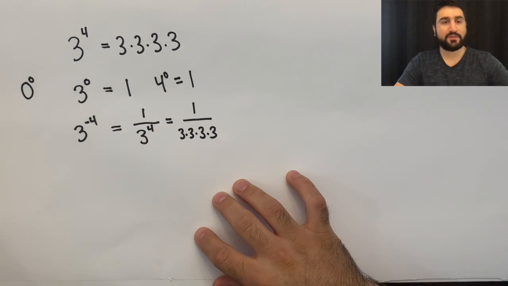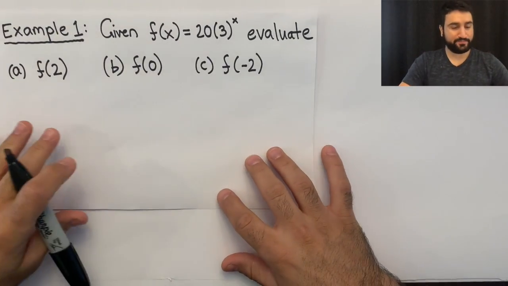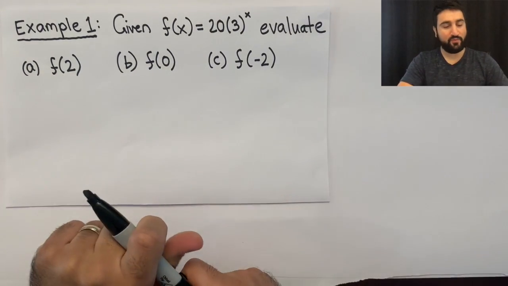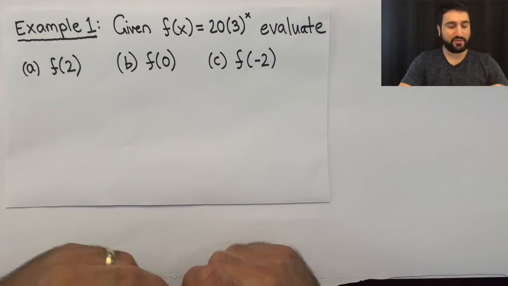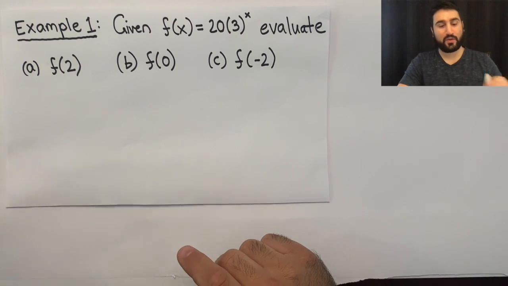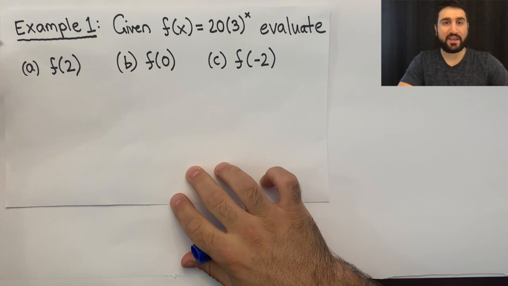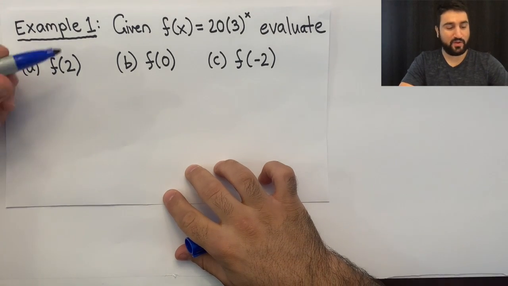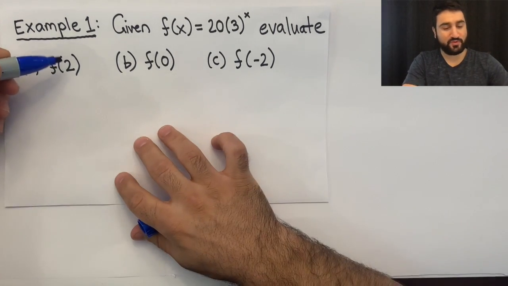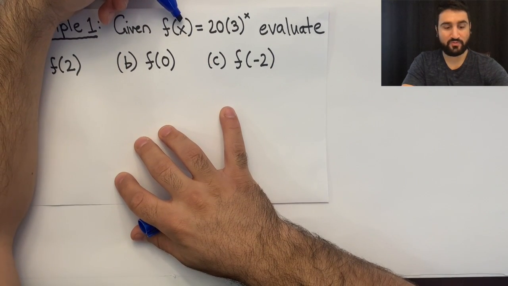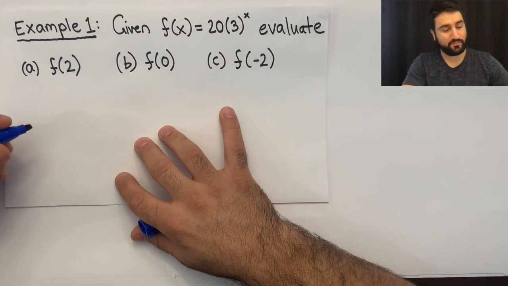So let's go ahead and do an example here. So, if we have given this function and we want to evaluate the function at a given x. Essentially what we're doing is we're taking this function and we're replacing x, the variable, with a 2. Okay?